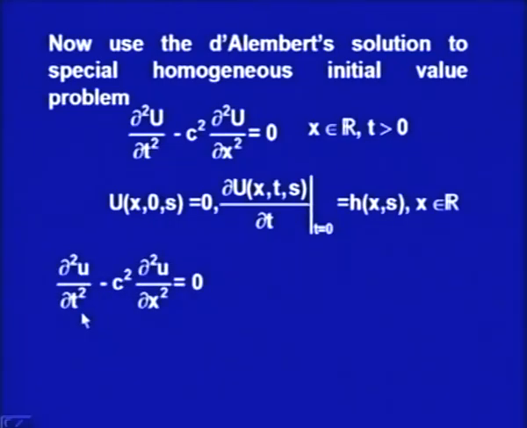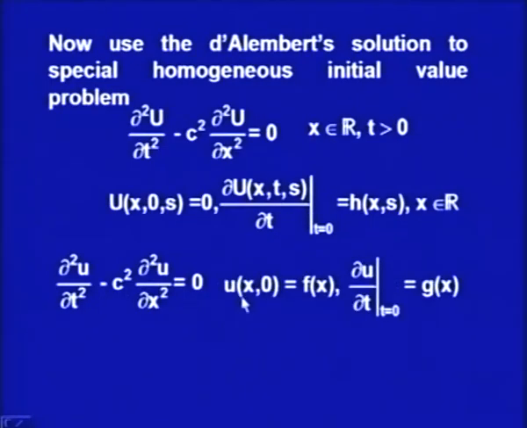If I compare it with what we have already done, there we had the wave equation del 2 u over del t 2 minus c squared del 2 u over del x 2 equal to 0, and the initial conditions u(x,0) equal to f(x) and del u over del t (x,0) equal to g(x). Now, my wave equation is the same; the only thing is that here we have capital U, there a small u. Comparing the initial conditions, my f(x) is 0, and the second initial condition g(x) is h(x,s).